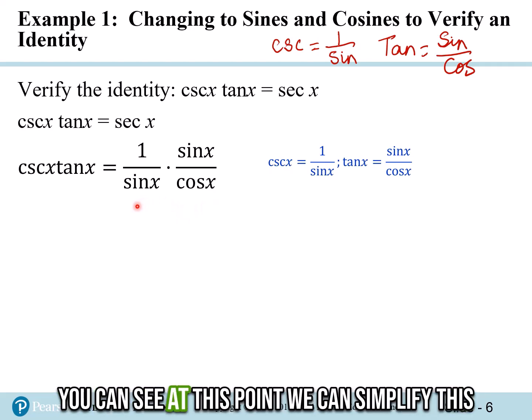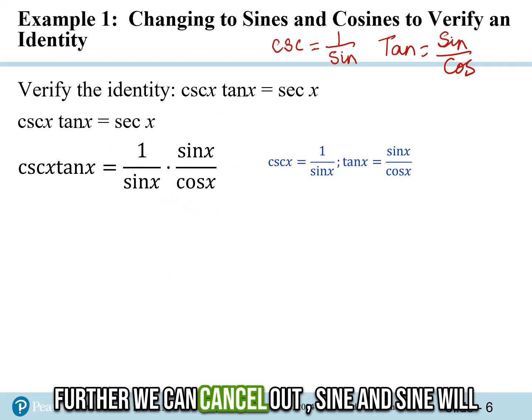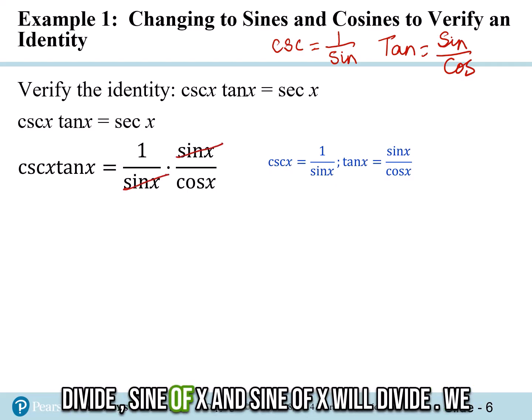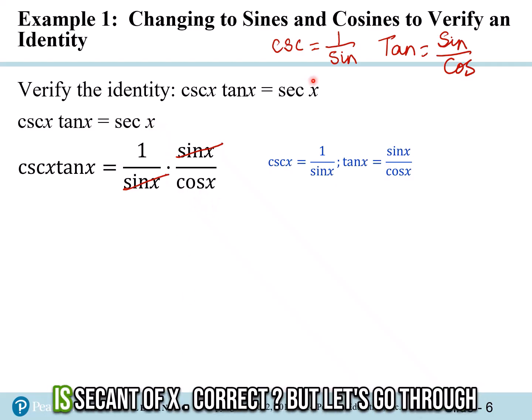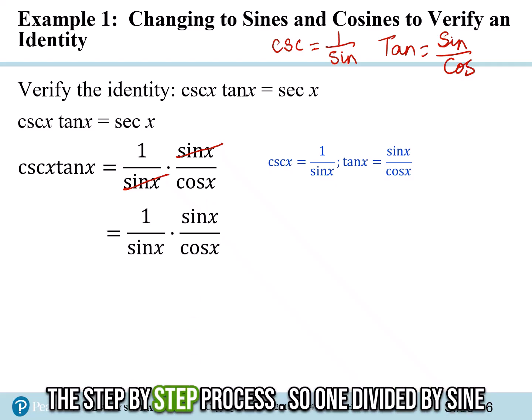And you can see at this point we can simplify this further. We can cancel out sine and sine will divide. Sine of x and sine of x will divide. We will be left with 1 divided by cos of x, which is secant of x. Correct? But let's go through the step-by-step process.